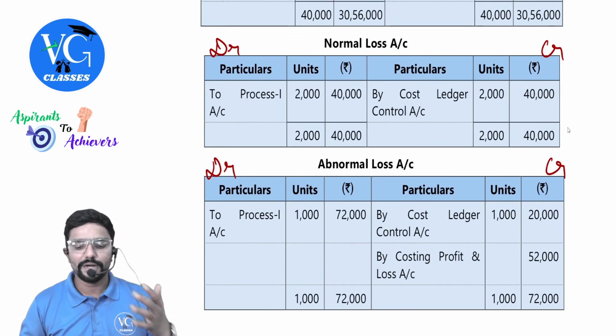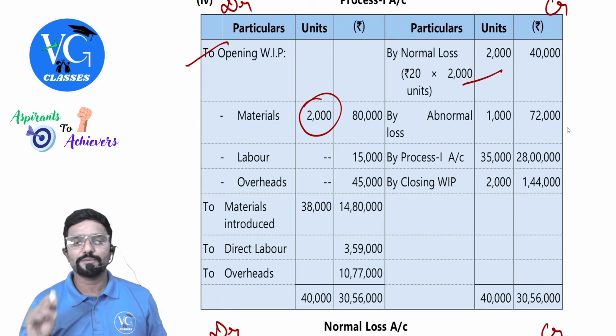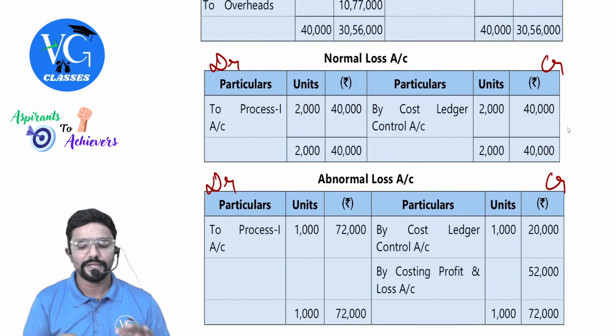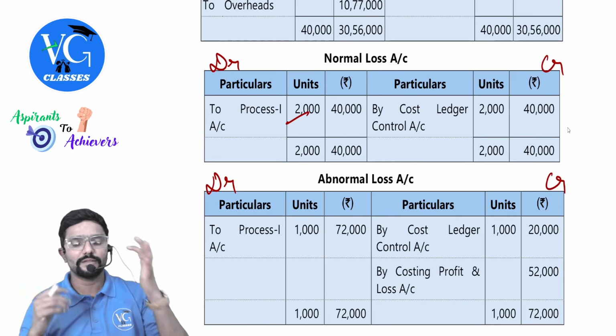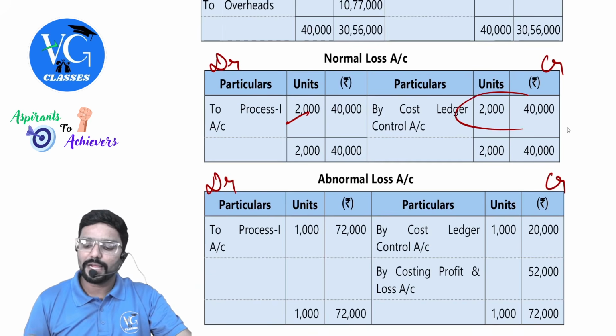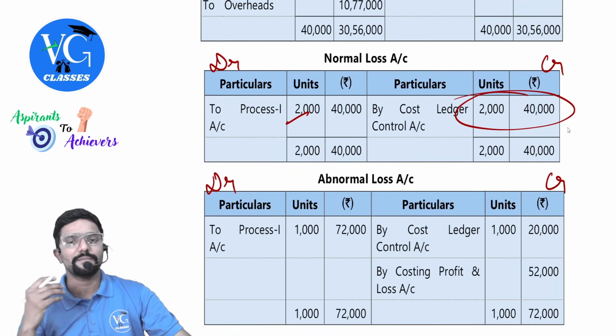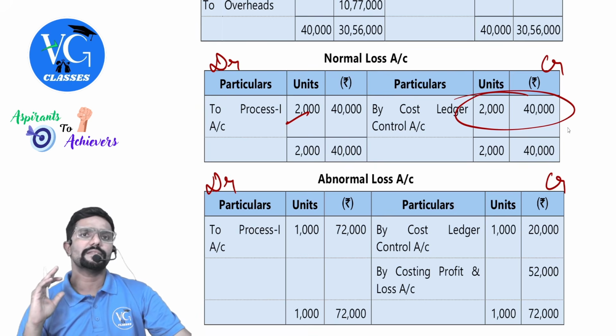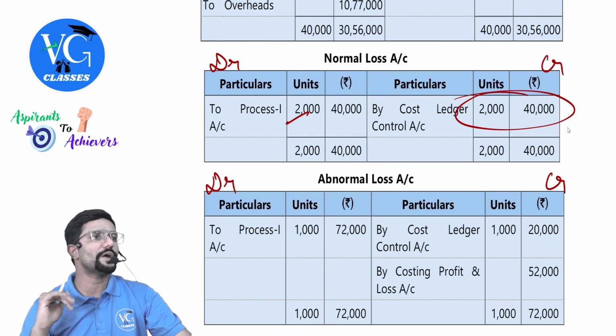Now coming to normal loss, whatever has been transferred here, we have just booked it. Sir, have you received it? No. Now receive it. 2000 units and the scrap value of it is 40,000. Then coming to the scrap we are receiving now, sir. It is nothing but cost ledger control account. It is always considered to be non-integrated. The company or the entity is following non-integrated.